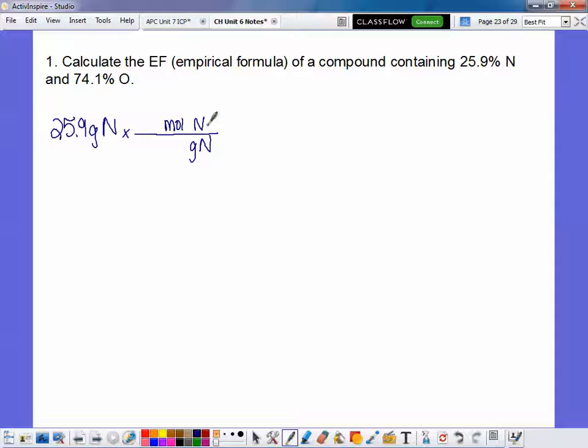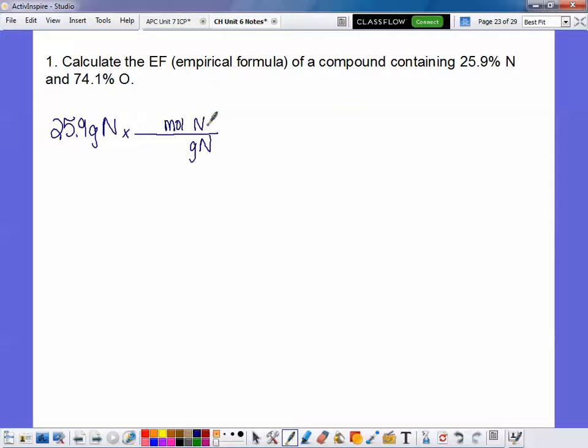You might be wondering, why am I not using N2? Nitrogen is a diatomic element, but that only applies when nitrogen is not in a compound. It's in a compound here with oxygen, so diatomics don't apply. If I were asking for the mass of some number of moles of nitrogen gas, that would be N2. But in empirical and molecular formulas, you ignore diatomics because the element is in a compound.